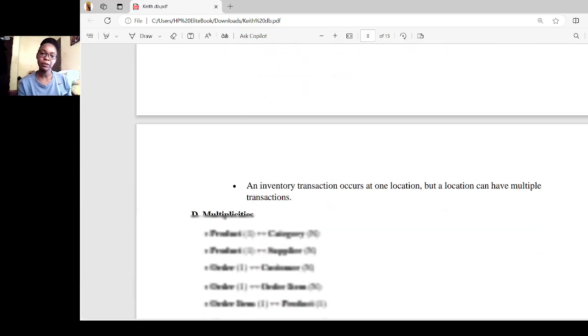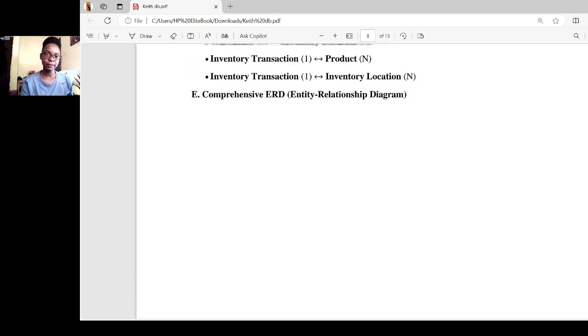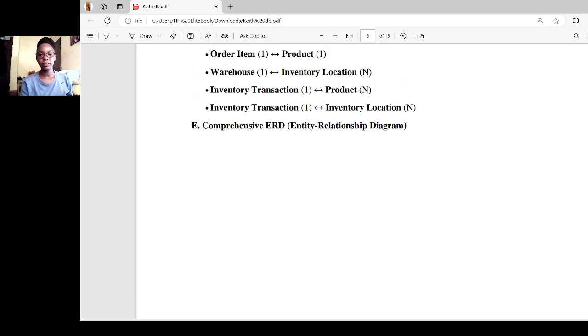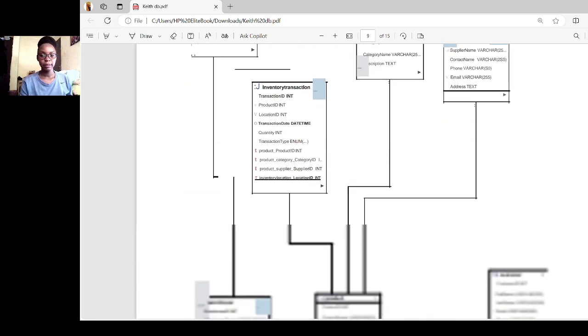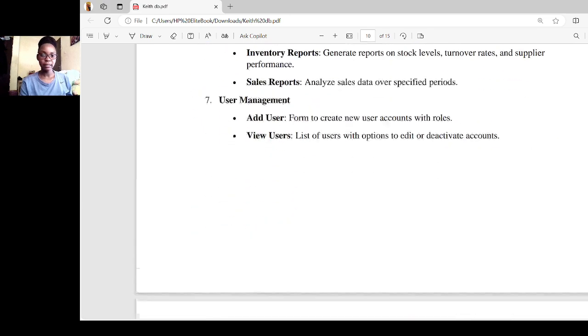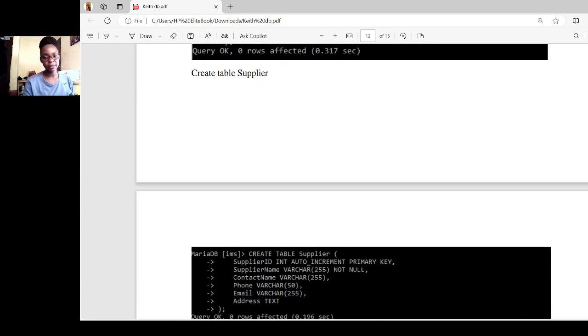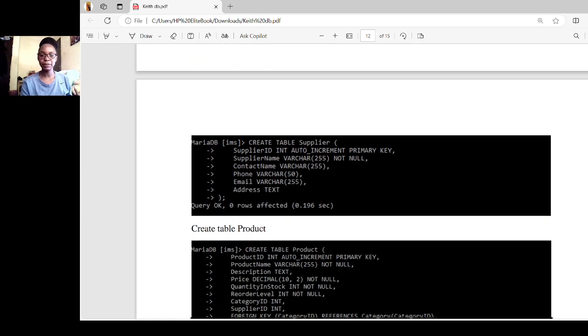So I came up with an ER diagram as shown below. So this is it. And these are some of the screenshots of my database that I made using XAMPP. I used XAMPP.